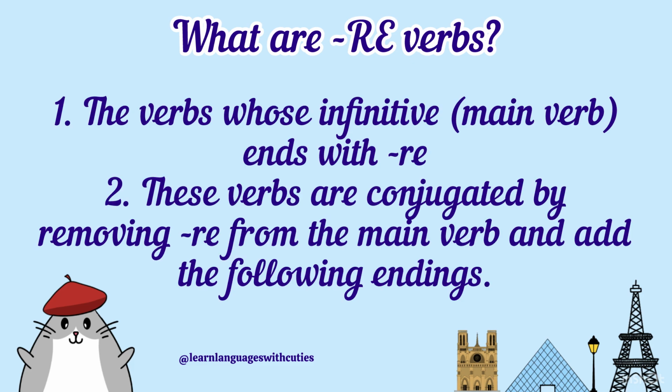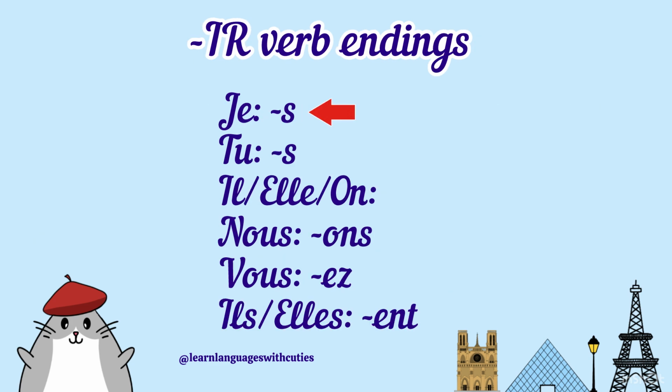What are RE verbs? The verbs whose infinitive or main verb ends with RE are called RE verbs. These verbs are conjugated by removing RE from the main verb and then adding the following endings. So, here are the endings. With je we put s at the end. With tu we put s at the end. With il, elle and on there is no ending. With nous we put ons. With vous we put ez, and with ils and elles we put ent.